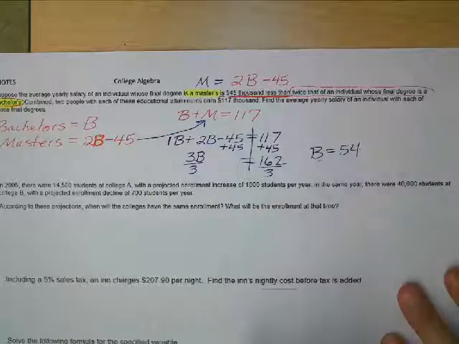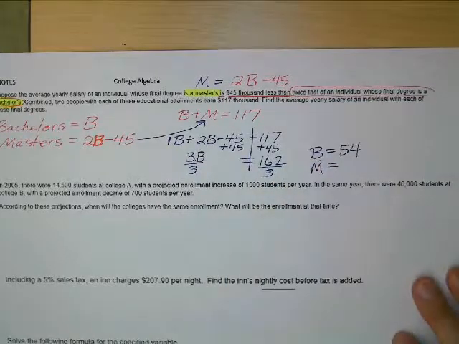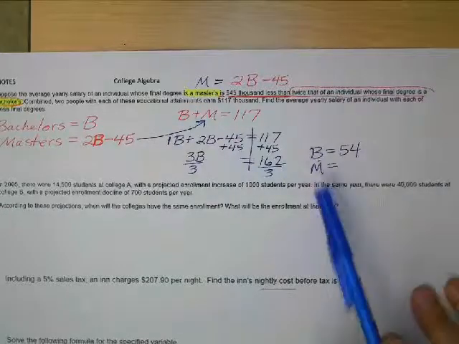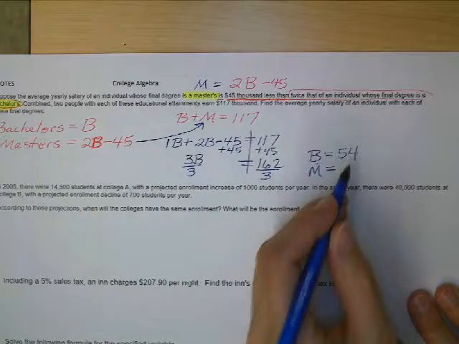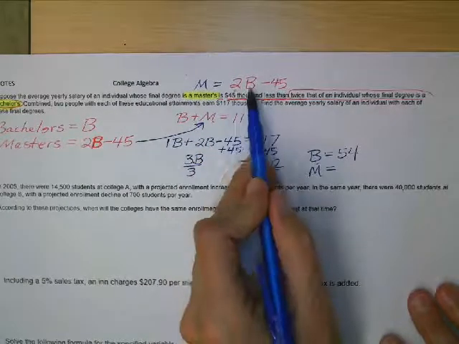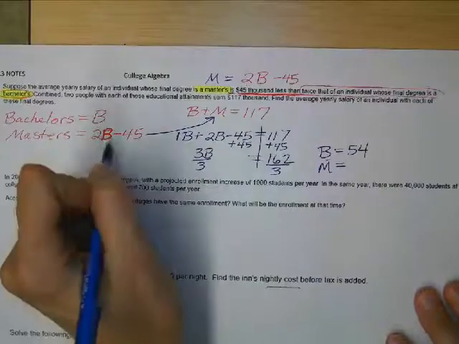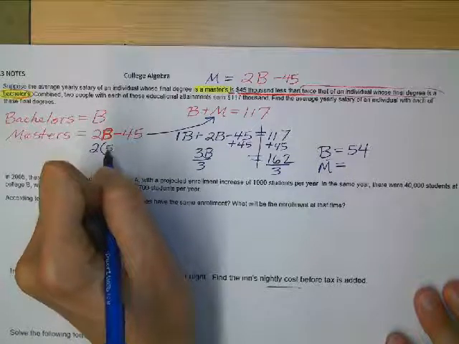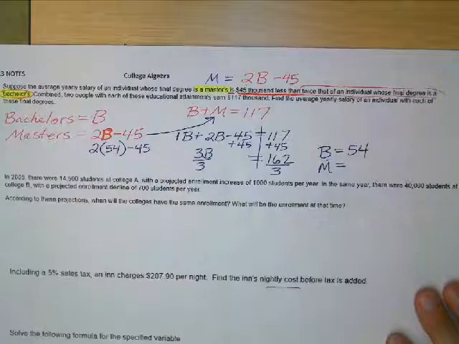And then don't forget, you're going to have to find the other answer too, how much the master's degree person makes, because they'll ask you at the end for both answers. So how do you find the other person's? Yeah, plug this 54 in. So like 2 times 54 minus 45, or over here. Yeah, plug the 54 in to get the master's degree person. 2 times 54 minus 45. And we'll have to get that.